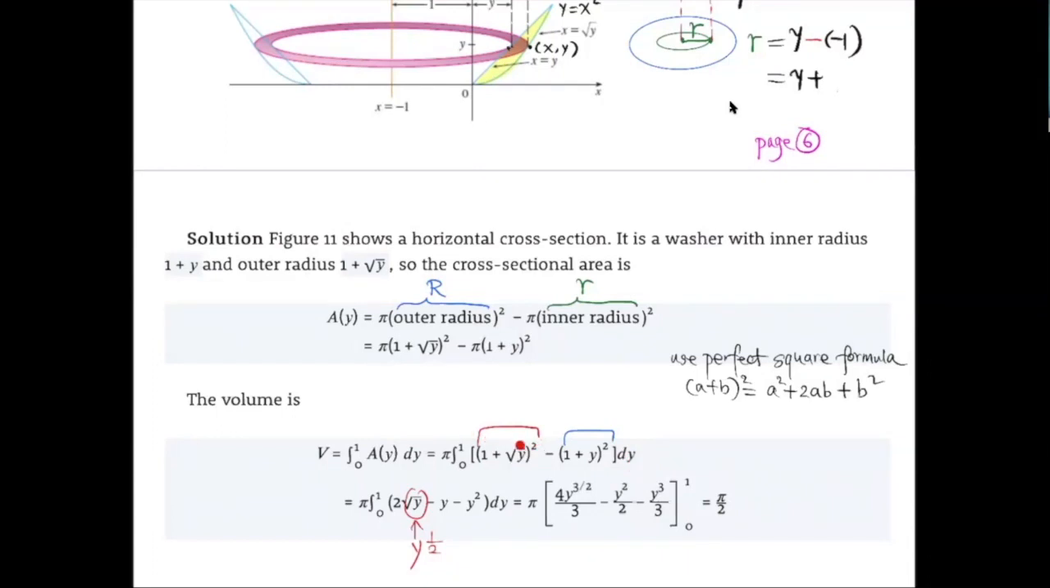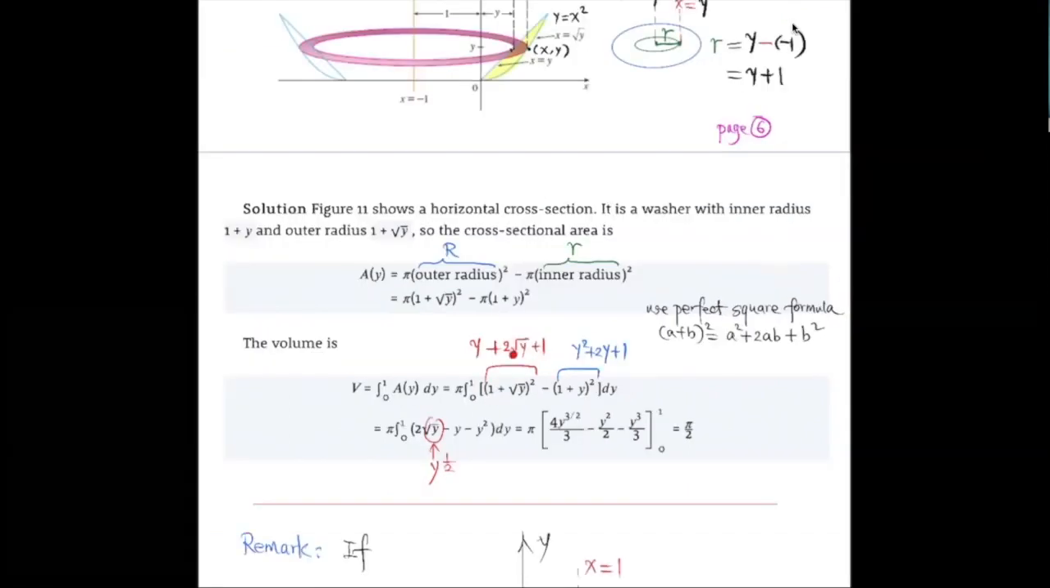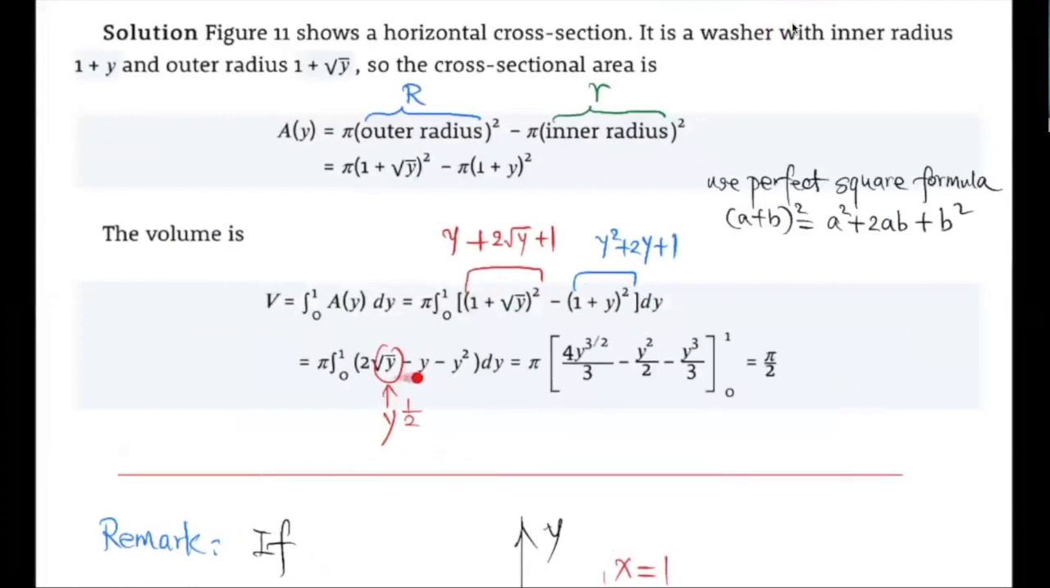Now, for this part here, you expand using the perfect square formula. The first square will be 1 plus 2 square root of y plus y. Expanding the second using the perfect square formula gives y squared plus 2y plus 1. Now do the algebra, simplify, and we get this.